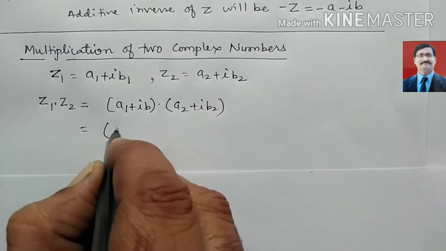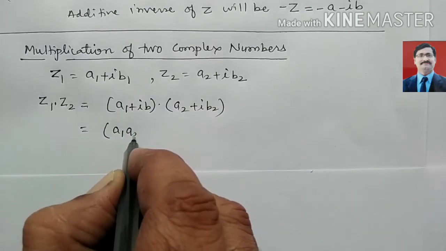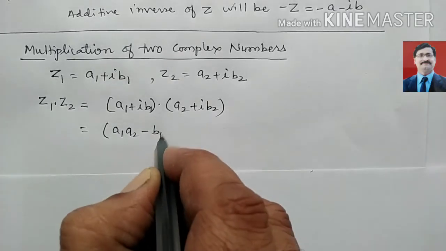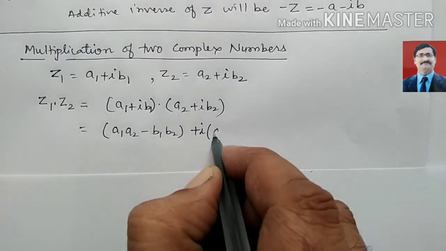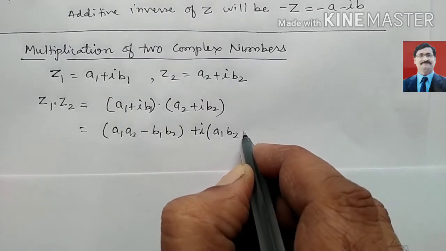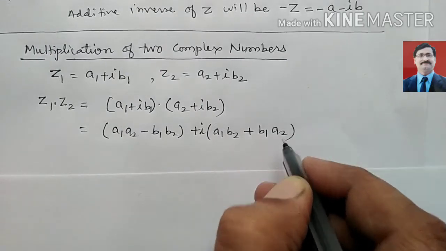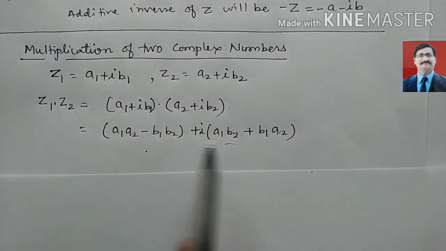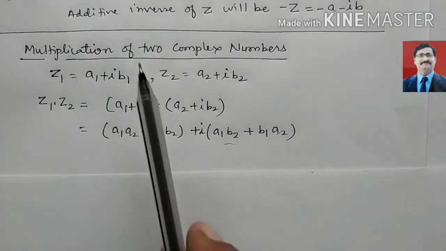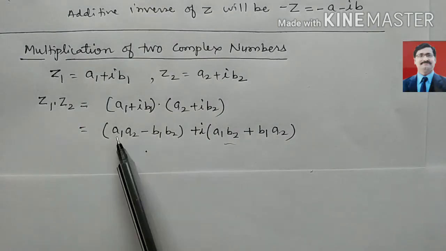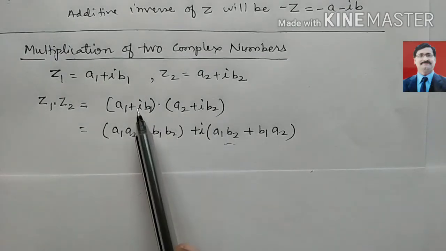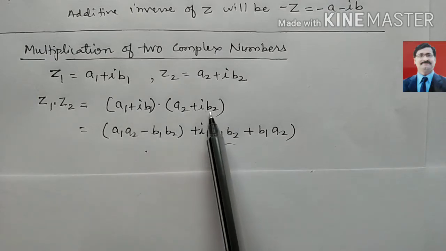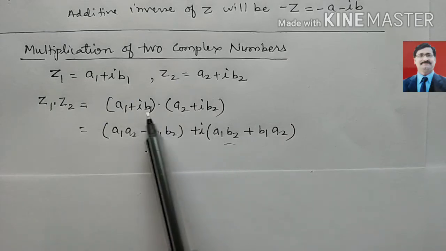Look here, this multiplication will be a1 a2 minus b1 b2, then plus iota times a1 b2 plus b1 a2. How do we get this? First you will multiply a1 and a2, so we get a1 a2, that is the real part. Now we multiply the imaginary parts, iota b1 into iota b2, that gives iota square b1 b2. Iota square means we can write minus, so we get minus b1 b2.